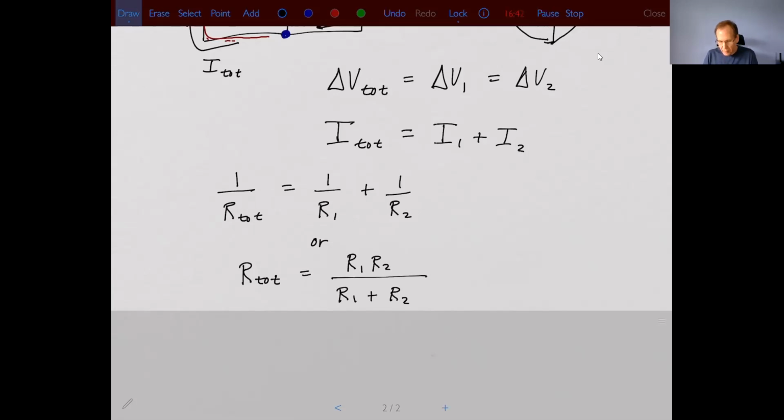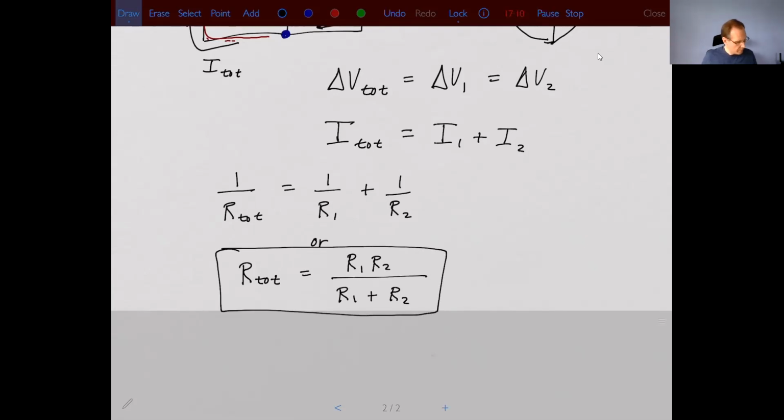And that's what we're going to use to find the total resistance if I have just two resistors in parallel. If you have more than two, then you have to use the first equation here, and you would just keep extending it, right? 1 over R total would equal 1 over R1 plus 1 over R2 plus 1 over R3 plus 1 over R4 and so on. But if you have just two, it's much easier to just use this formula to rearrange it and solve it for R total.